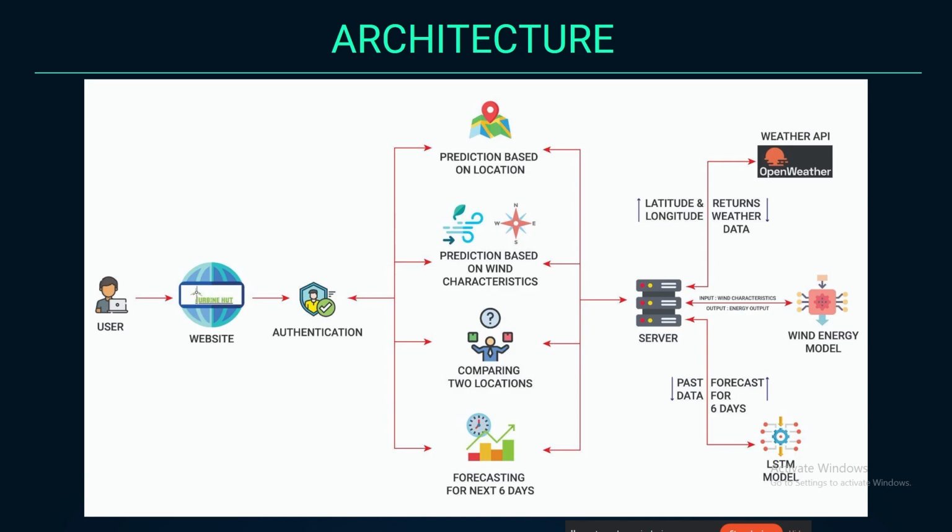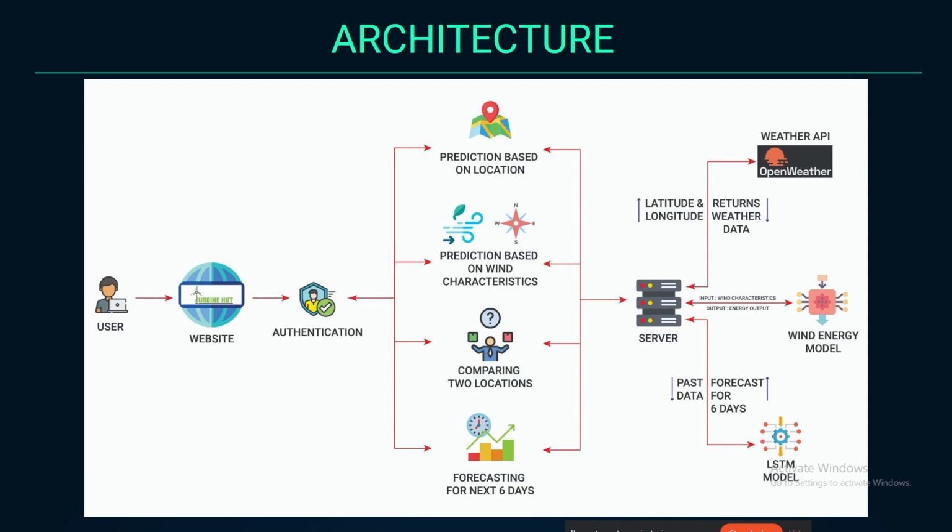So now to the front end. Under prediction based on wind characteristics, user can directly enter the wind speed and wind direction, and this data will be sent to server, and server directly sends this to wind energy prediction model, and the calculated result is sent to server, and server sends the data back to the client. So now under comparing 2 locations, here user can enter latitude and longitude of 2 different locations. These 2 locations are separately sent to server. The latitude and longitude go to Weather API, and it returns the weather data of 2 different locations, and the returned values are sent to our wind energy prediction model, and the result is returned from server to the client.